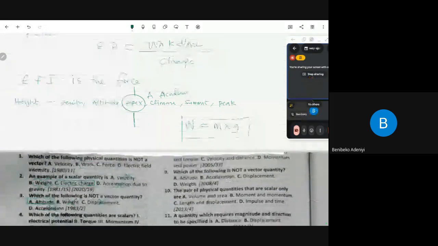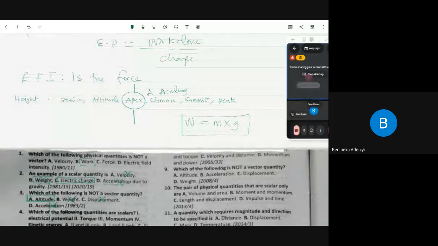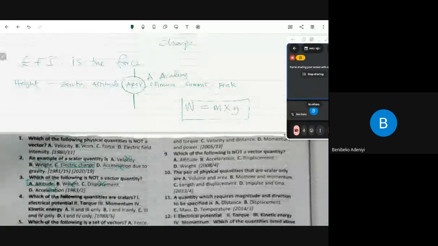Okay. So zenith, altitude, apex, climax, summit, peak. Synonyms for height. So this altitude means what? Height. And what is the meaning of height? It's in physics. Now let's come to physics. Height means what? It means distance. It is just a standing distance. Distance that is standing. So in mathematics, we don't like to say height.